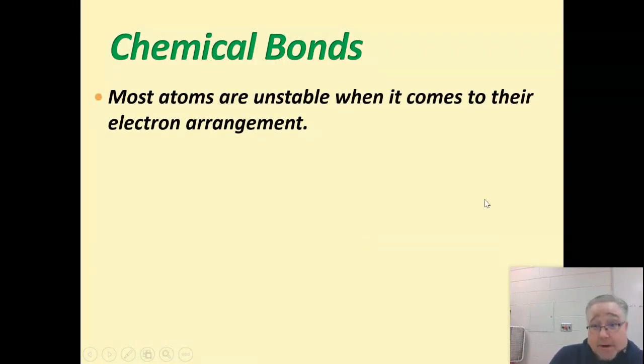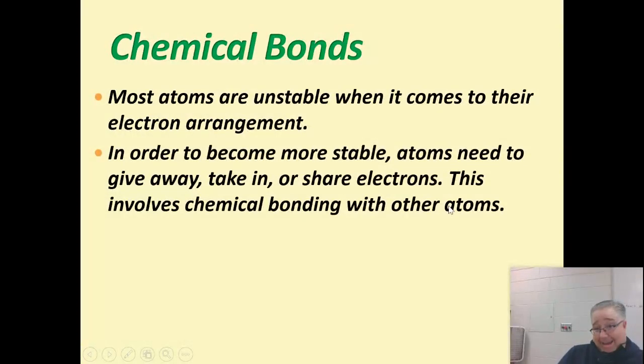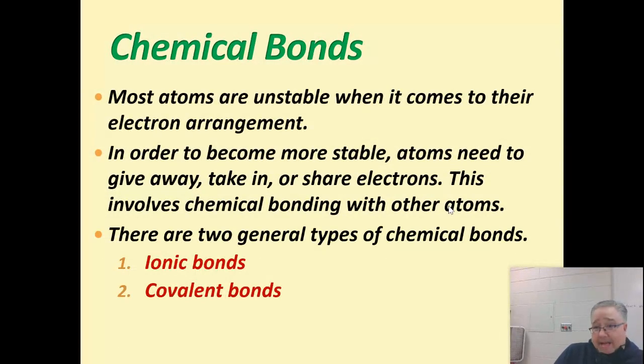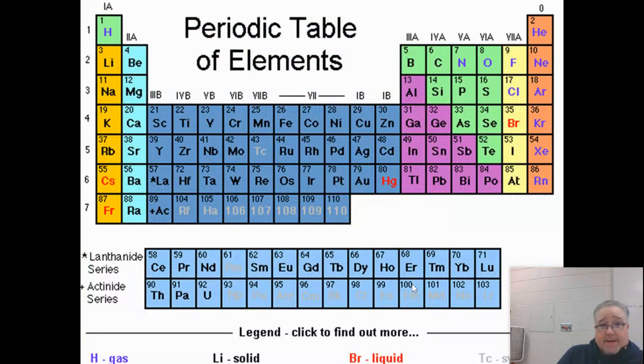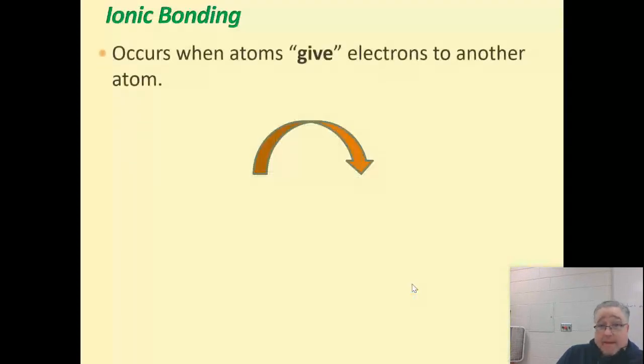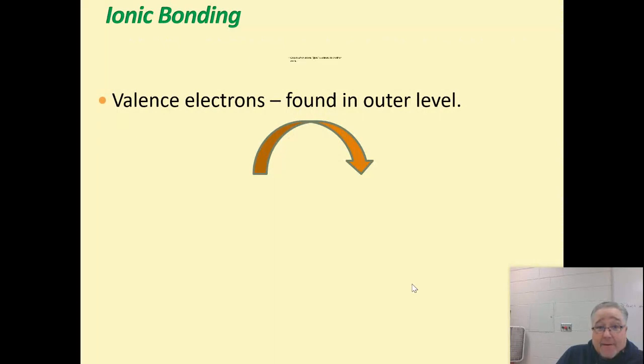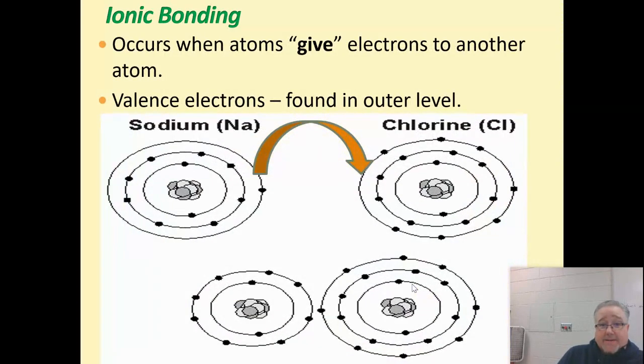All right, the last thing I want to talk about today is bonding. For this class, we're going to keep it really simple. There are 2 different types of bonding: ionic bonding and covalent bonding. And the first one that we're going to talk about is ionic bonding. Now, let me rephrase that. Ionic bonding happens when atoms donate electrons to other atoms.